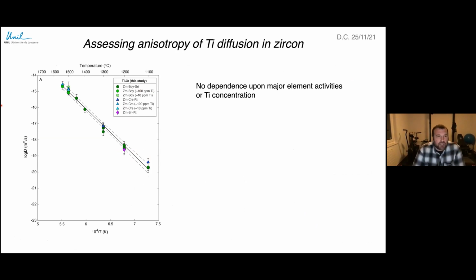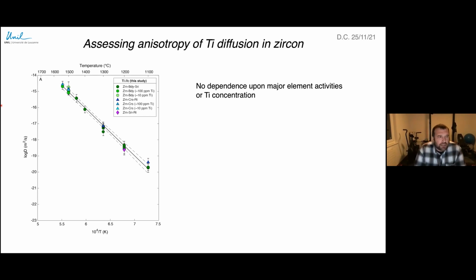And the reason I said I wanted to go over that pretty quickly was because we ultimately couldn't detect any resolvable difference in diffusion coefficient across experiments that impose different major element activities or different titanium concentrations. Now, on the one hand, this was a lot of extra work to get a sort of lackluster result, but at the end of the day, I think this is good news.